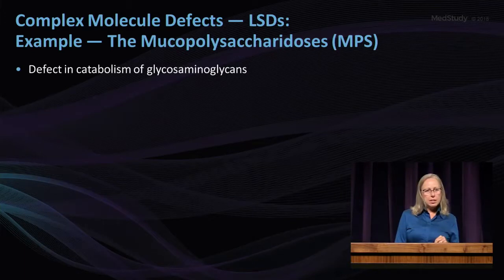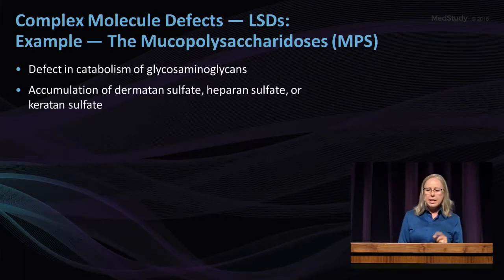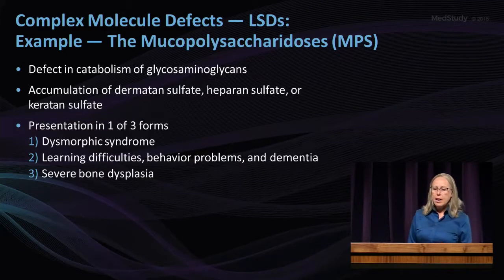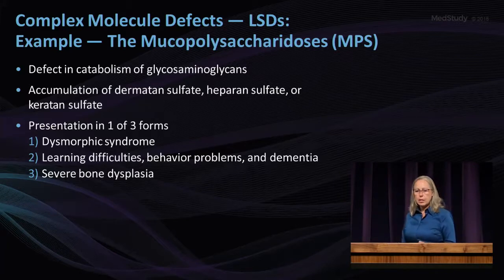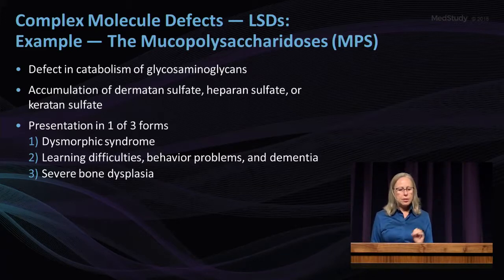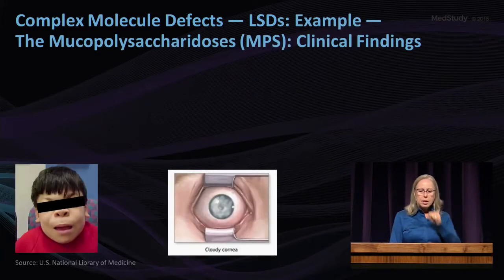Mucopolysaccharidoses are the ones they love to test on. This is a defect in catabolism of glycosaminoglycans, and you get accumulation of dermatan, heparan, or keratan sulfate. And there's one of three forms for the presentation. There are ones with dysmorphic findings, ones with learning difficulties, behavior problems, and dementia, and then a severe bone dysplasia.